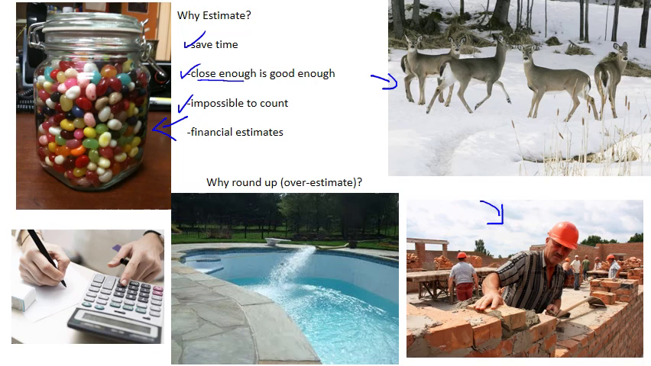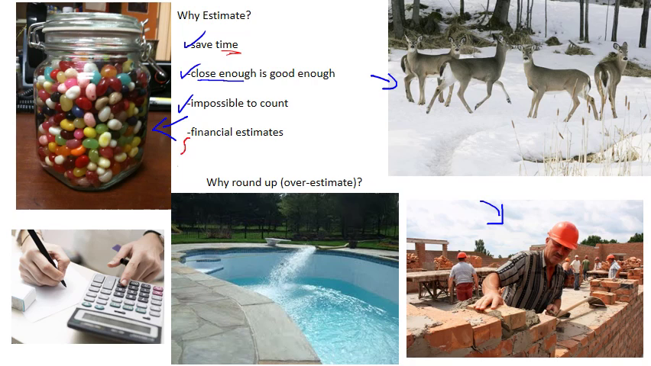The swimming pool, also impossible to count. You could measure out every liter of water and then dump it in the pool. But then we're going back to the time issue. Also with your pool water, close enough is good enough. When the pool looks sort of full, they will shut the tap off.